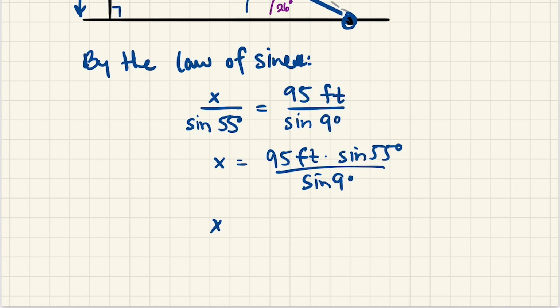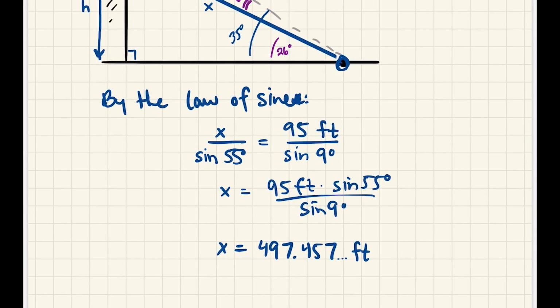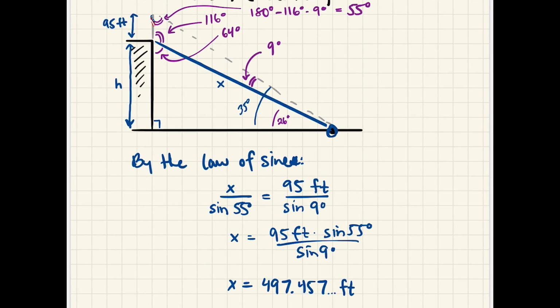So I get that x is equal to 497.457 feet. Okay. Now, how's that going to help us? Well, remember, we're after h. And we know what x is, and of course we know this angle down here is 26 degrees. So that means that we can simply use SOHCAHTOA to find h, because that is a right triangle.